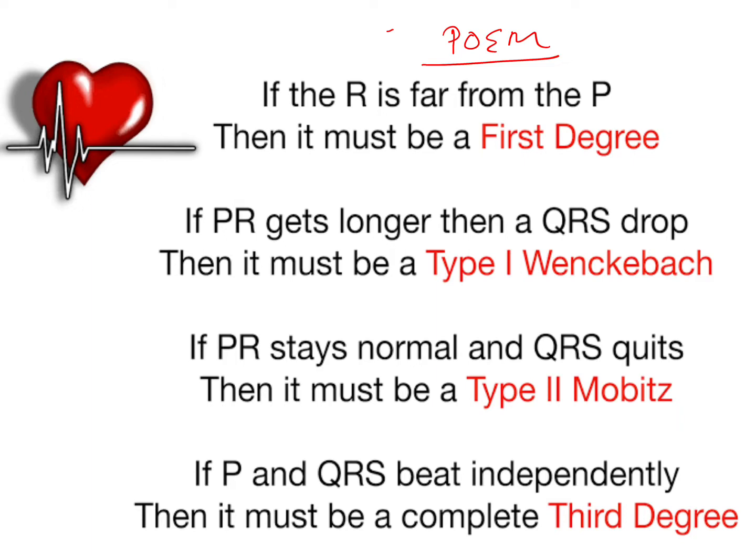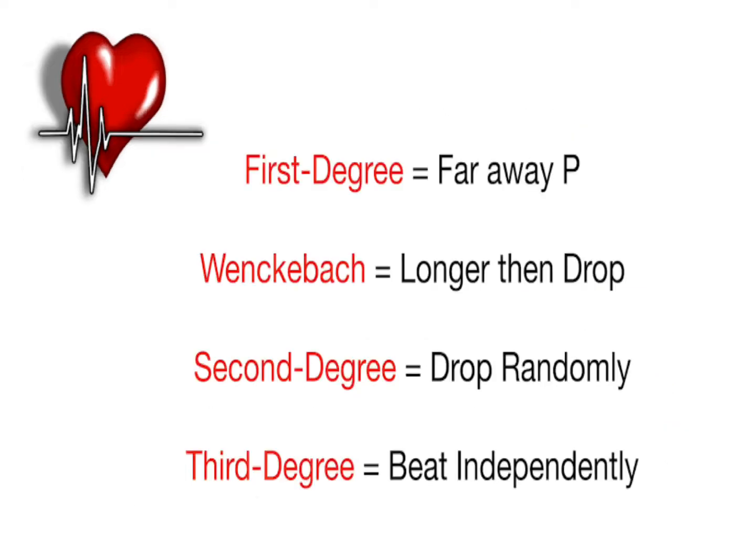If the R is far from the P, then it must be first degree. If PR gets longer and longer until a QRS drops, then it must be type 1 Wenckebach. If the PR stays normal and the QRS quits, then it must be type 2 Mobitz. And if P and QRS beat independently, then it must be third degree. Or for first degree, far away P; Wenckebach, longer than drop; second degree, drop randomly; third degree, beat independently.